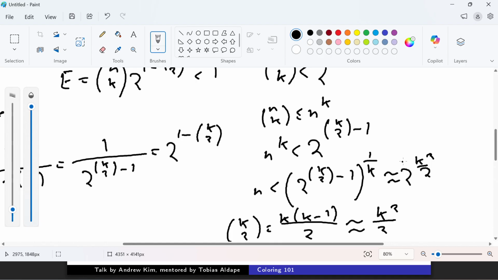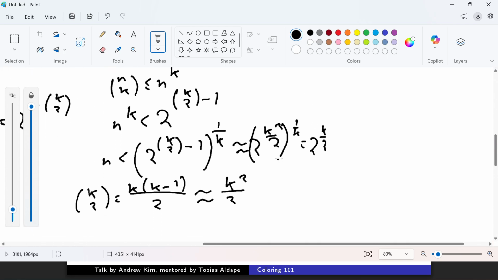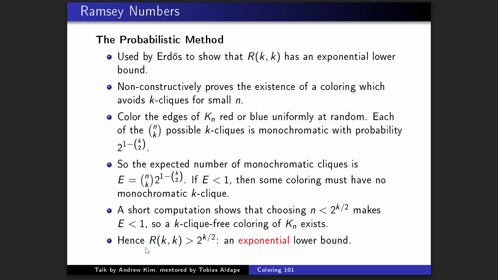All to the 1 over k, which is equal to 2 to the k over 2. So we've just shown that the bound for our Ramsey number is 2 to the k over 2. So R of k and k is greater than 2 to the k over 2, which means that the Ramsey numbers must grow at least exponentially.